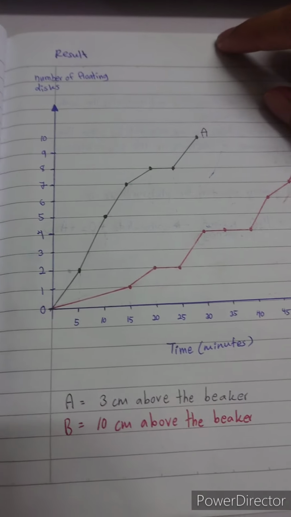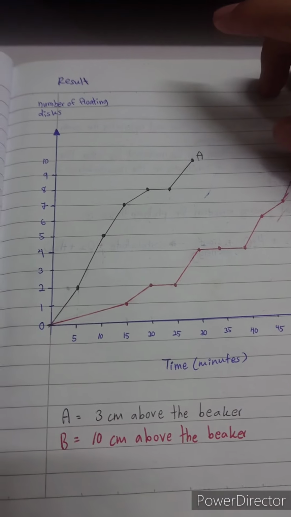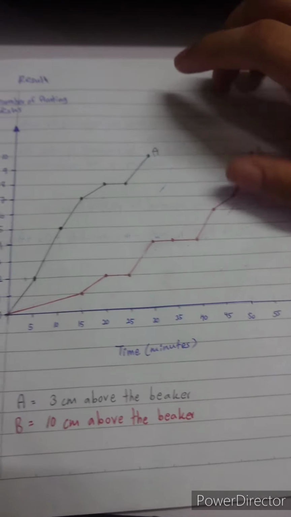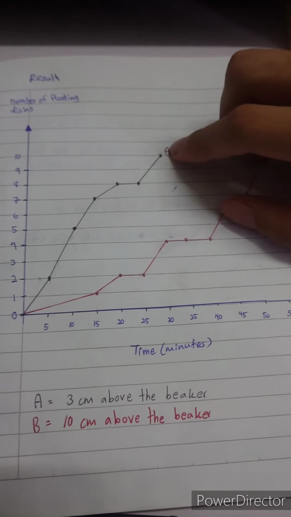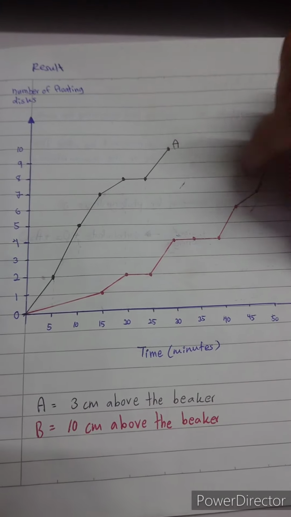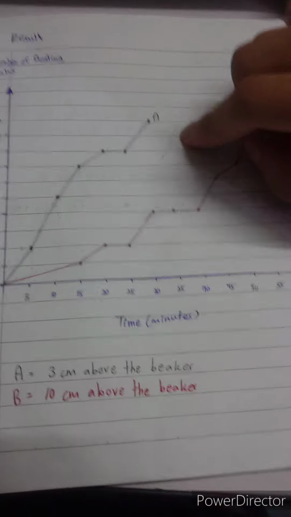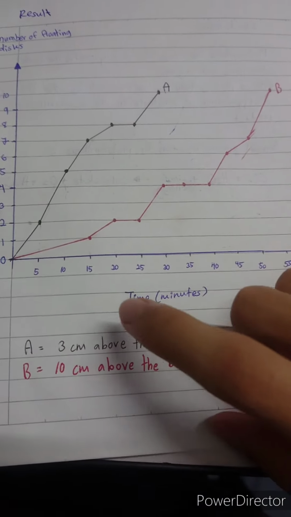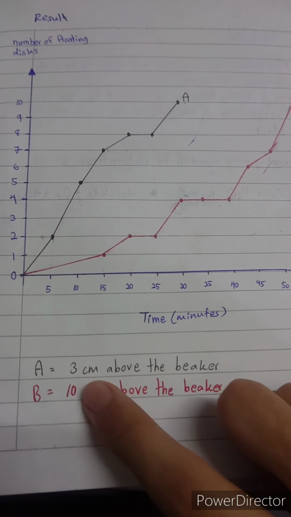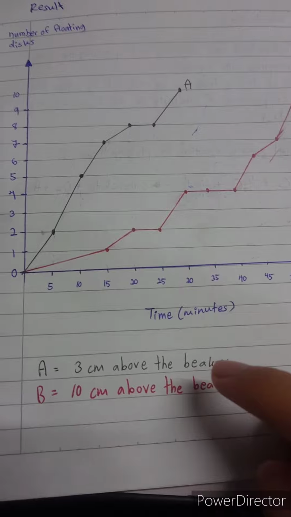For the result, I made a graph for experiment A and experiment B, showing the number of floating discs against time in minutes. We can see that experiment A is fast enough, faster than experiment B, to make all the discs float. It is because it is affected by the distance of the light source, which is 3 cm from the beaker in experiment A and 10 cm above the beaker in experiment B.